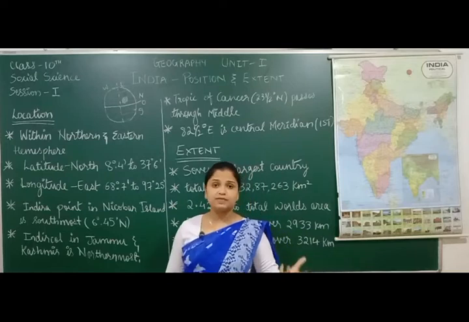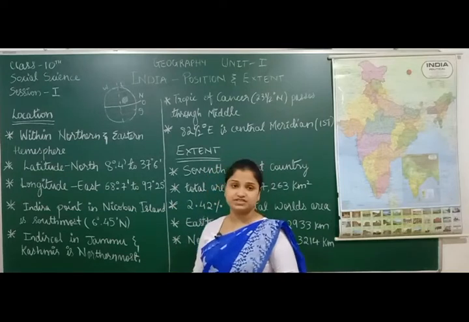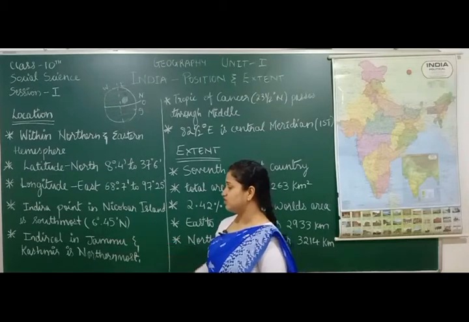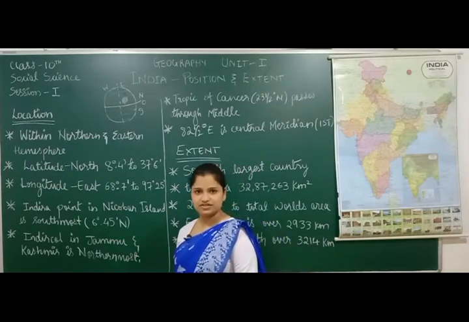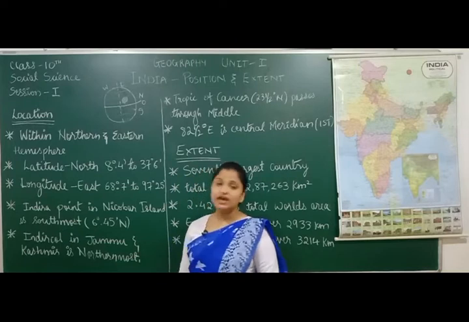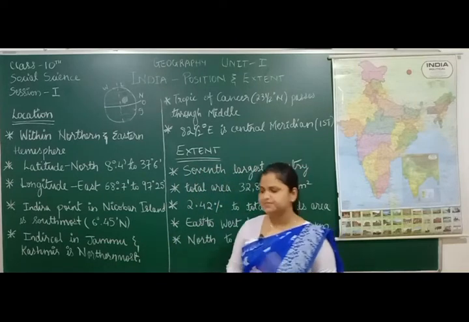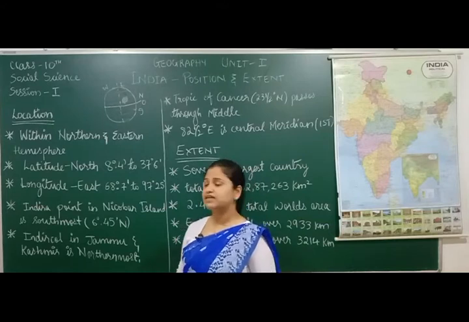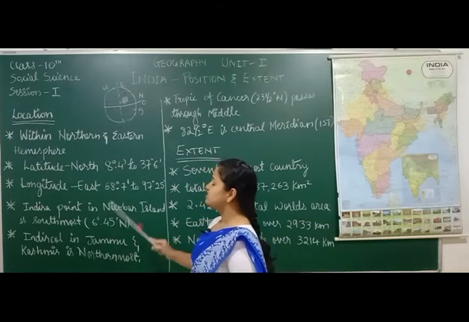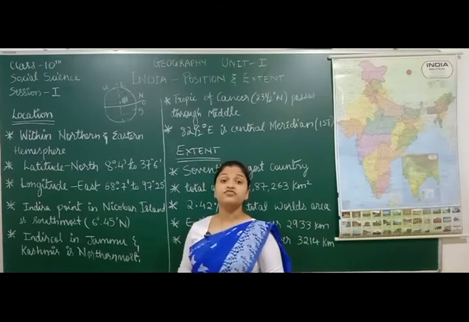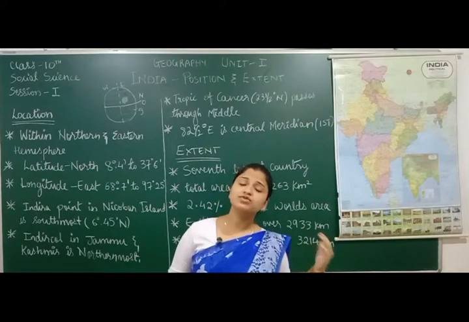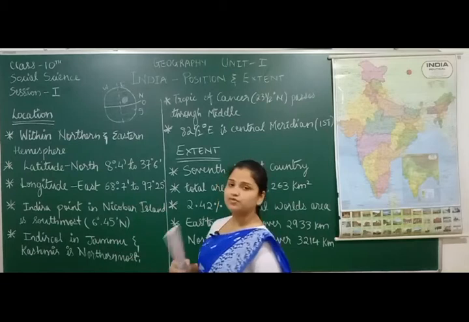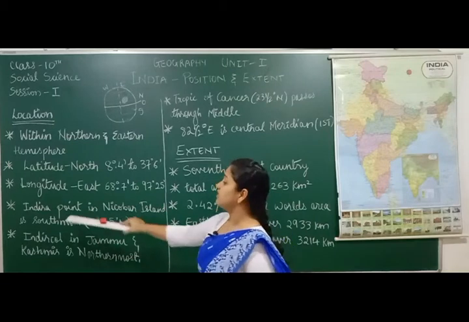So what is the latitudinal extent of that position? The latitudinal extent of that position is 6 degrees 45 minutes north. Okay. If this is asked in your exam, it can be asked as a question: which is the southernmost point of India? Then you have to say that the southernmost point of India is Indira Point.